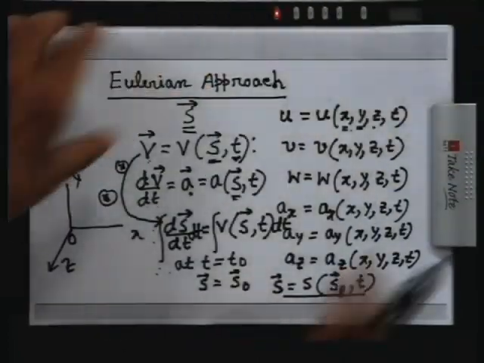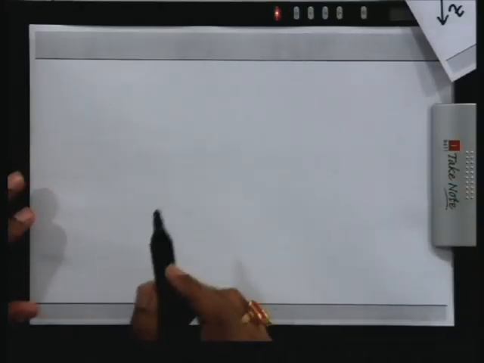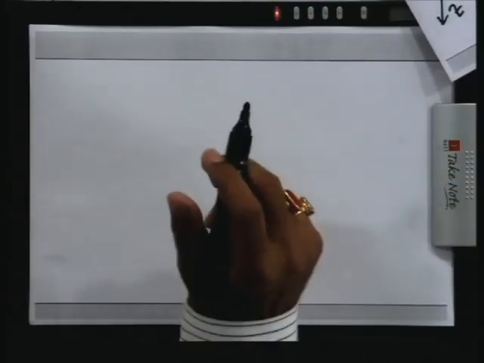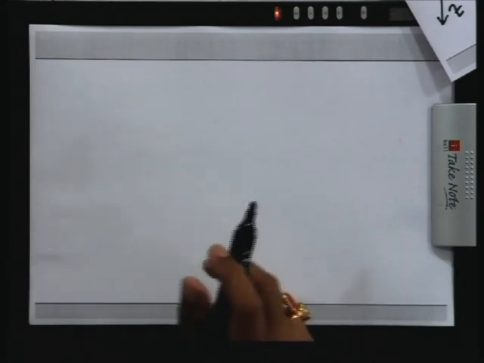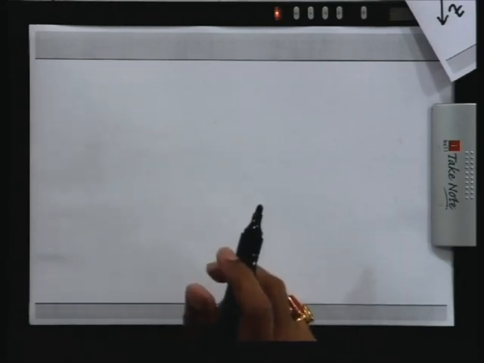Now, this can be explained through a problem. Let us see a problem. So this will be clear to you, how the Eulerian and Lagrangian approaches are related. Now, I read a problem in a one dimensional flow field. The velocity at a point may be given in the Eulerian system by u is equal to x plus t.